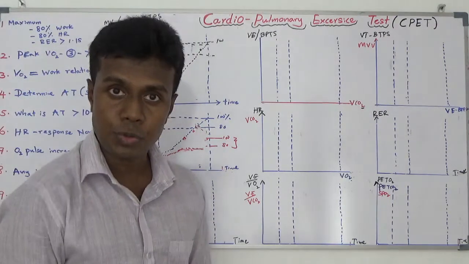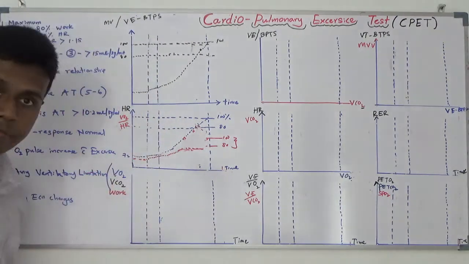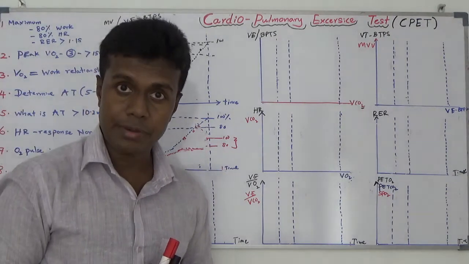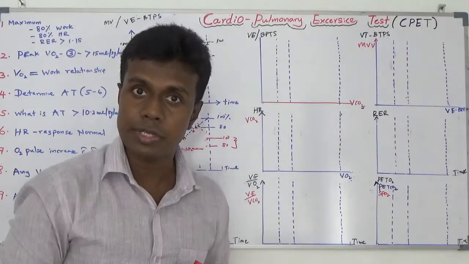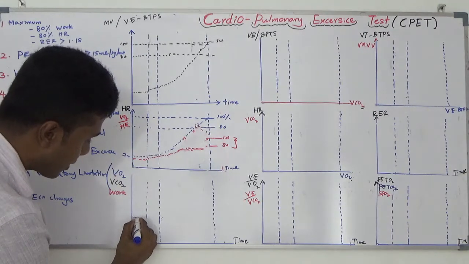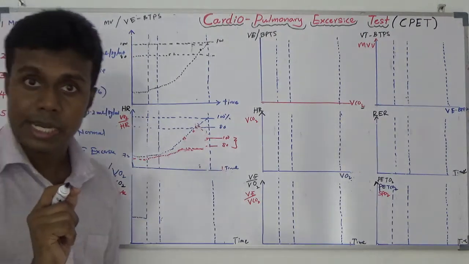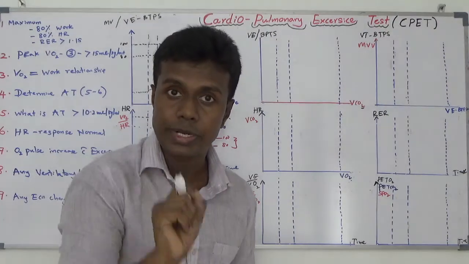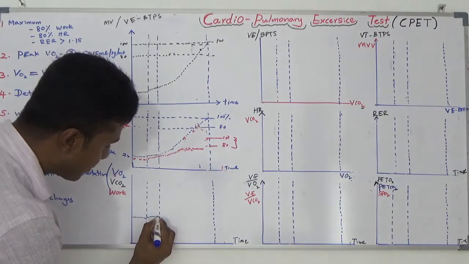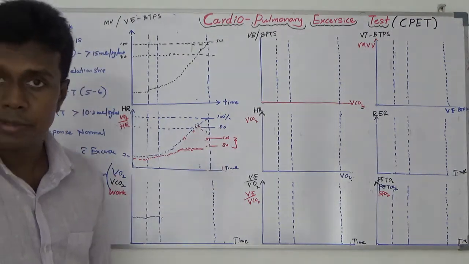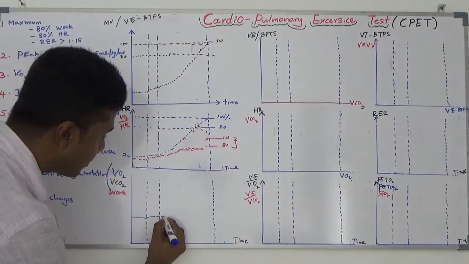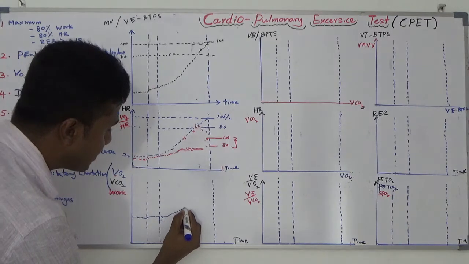First of all I am going to draw VO2 with the time, volume of oxygen utilization with the time. Initially you utilize oxygen this much. During the unloaded exercise, it goes a little bit up. During the loaded exercise, volume of oxygen again goes up. Volume of oxygen goes up rapidly.